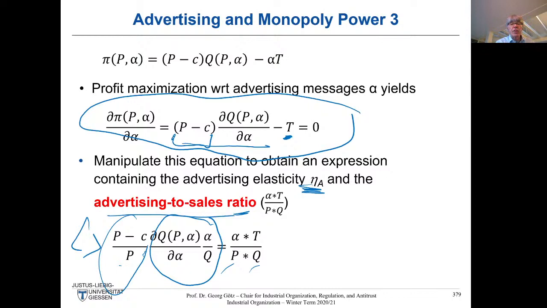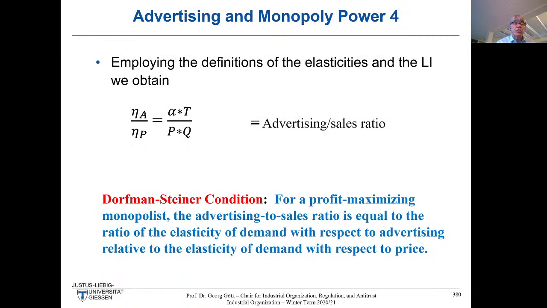This is an important result, which is what is called the Dorfman-Steiner condition. This is the condition Dorfman and Steiner derived in their 1956 paper. They stated that for a profit-maximizing monopolist, interesting point, it's a monopolist, and even though he or she is a monopolist, he or she feels the need to advertise, the advertising to sales ratio is equal to the ratio of the elasticity of demand with respect to advertising, this eta A, relative to the elasticity of demand with respect to prices.